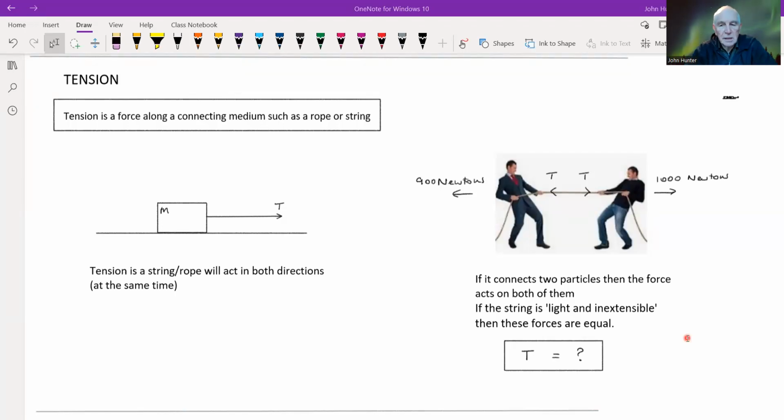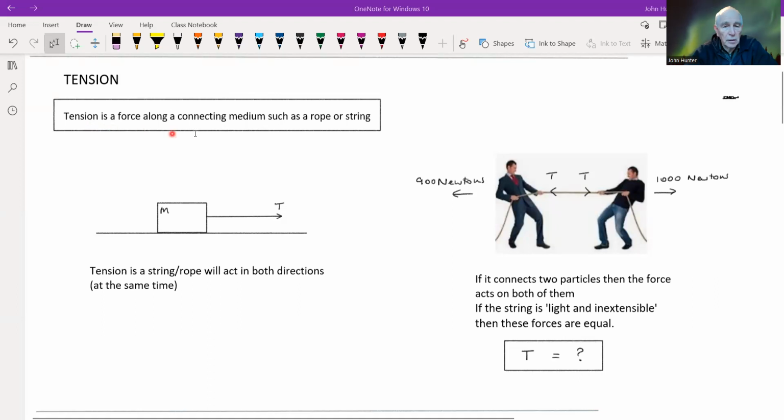All right, this is the third video in the forces section. This video is on tension and normal reaction. In a separate video, I'm going to do the second part of section 3 on friction, but we're just covering tension and normal reaction here.